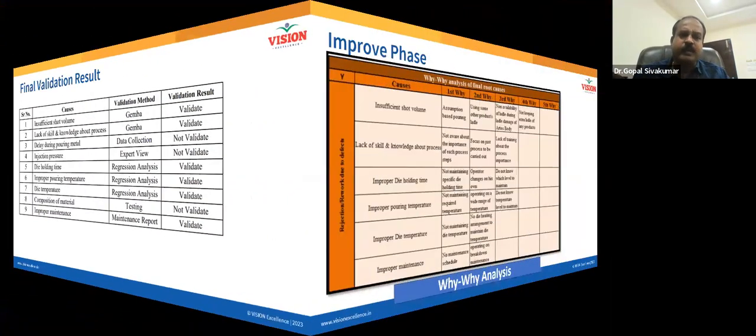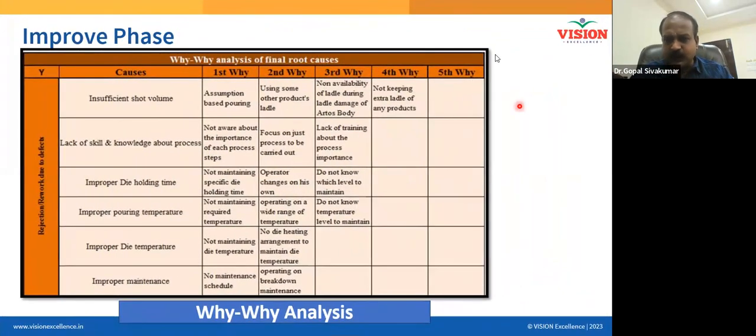And so now we need to develop solutions for all the validated factors. For each of the validated factors, what is done here? Why-why analysis is done. The power of why-why is, if you go to the fourth why or the fifth why, the solution will become very obvious.